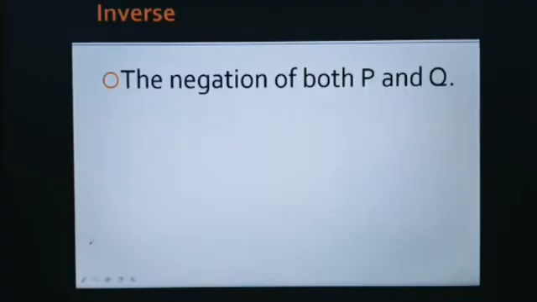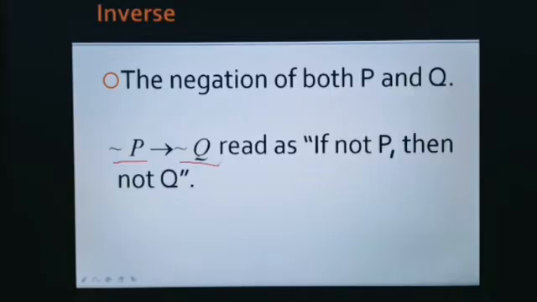Number one, we have inverse. When we say inverse, it is the negation of both P and Q. And the symbol for that one, we have not P and not Q. And that is read as, if not P, then not Q.